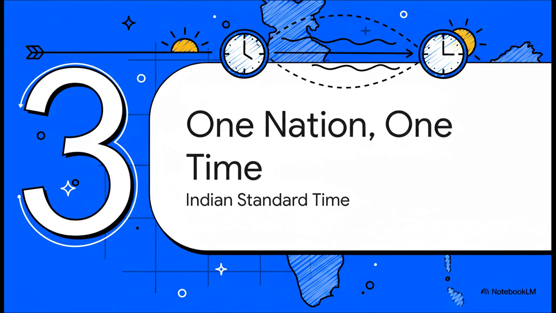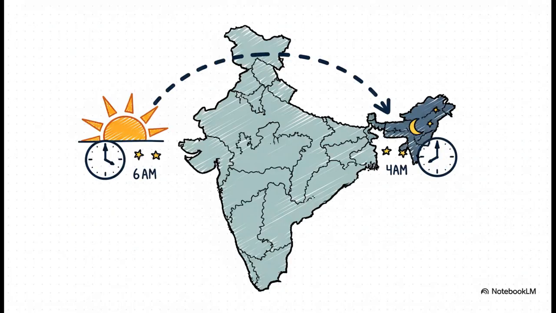Now, having such a wide country, stretching so far from east to west, creates a very interesting challenge, a challenge related to time. So in part 3, we'll see how a country so wide manages to have one nation, one time. Because India is so wide, there is a natural time difference of about 2 hours from east to west. This means that the sun rises in Arunachal Pradesh in the east almost 2 hours before it rises in Gujarat in the west. Imagine the confusion if different parts of our country followed different times.